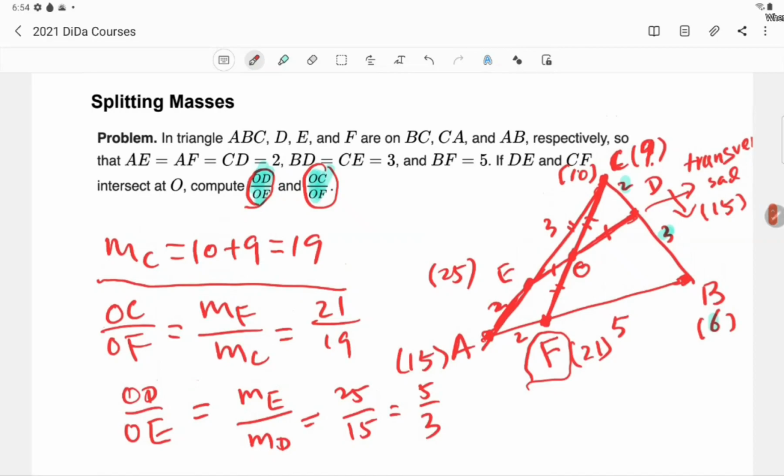So basically, you want to split the mass at the point that has a cevian intersecting with a transversal. For any such point, you need to split the mass. Okay, let me mark it here. So C, because it has a transversal intersecting, it's a cevian intersecting with the transversal DE. So for any such point, C, you need to split the mass.